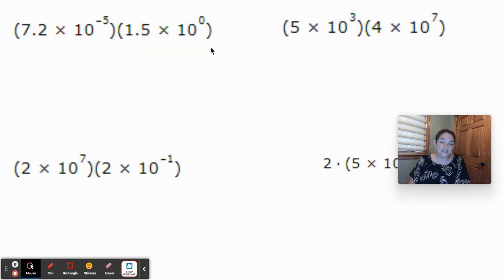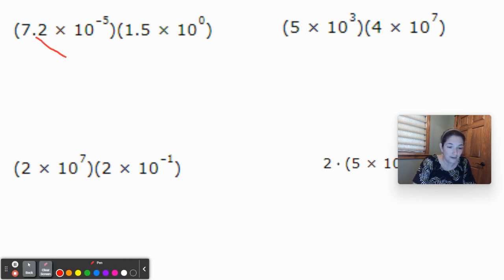Okay, let's go ahead and give one of these a try. Let's try this first one together, right here. Okay. It helps if we mark on our paper, so go ahead and write down this problem. And after you get done marking that problem, go ahead and draw a line between the 7.2 and the 1.5.